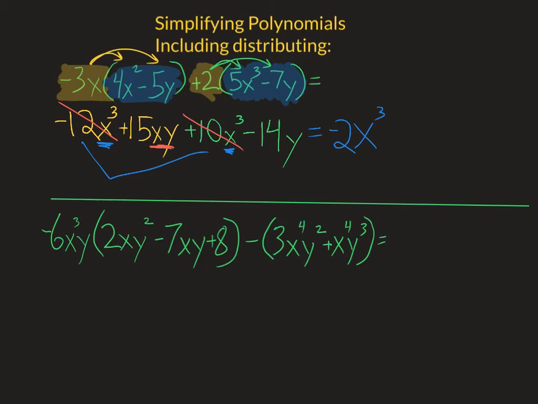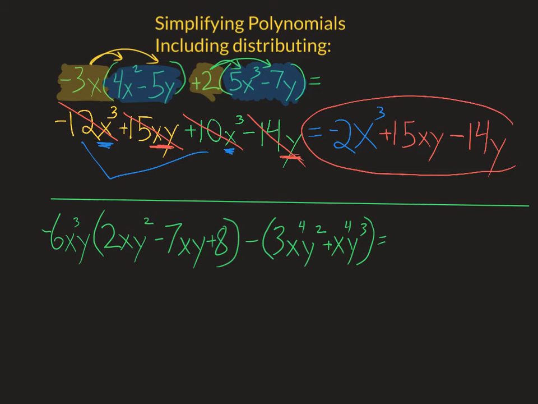15xy, there are no other xy's, so I'm just going to tack him onto the answer. And then last, I've got a minus 14y, and again, there are none of those, so I'm just going to tack that onto the answer. And I've gone through and used all my terms, and it is in standard form. Looks good. I'm done.